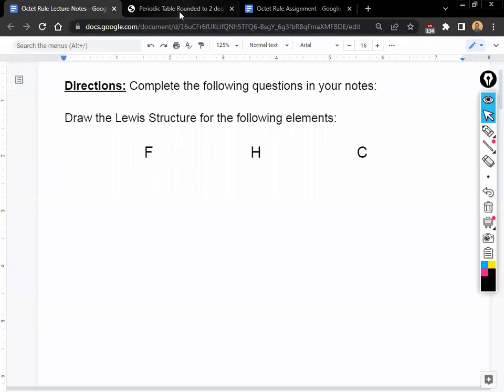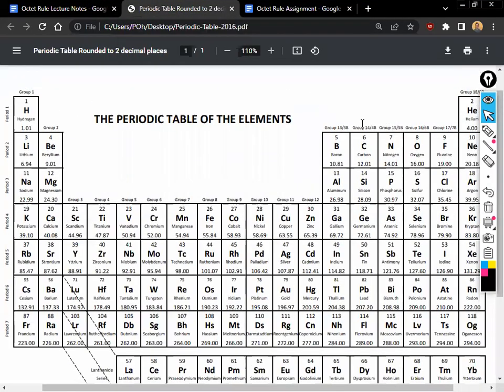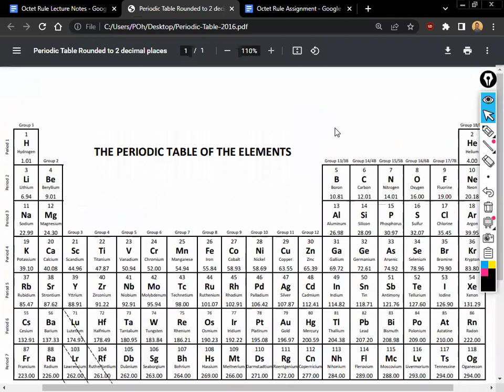Alrighty, so if we take a look at the periodic table, we're going to look for H, F, and C. So let's start with F. F is all the way over here, and we have to draw its Lewis structure. In a Lewis structure, we only draw the valence electrons, the outside ones. It's super simple. We just need to count the boxes. So 1, 2, 3, 4, 5, 6, 7. Fluorine has 7 valence electrons, so we just need to put 7 dots around it.